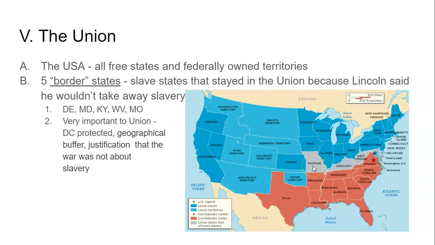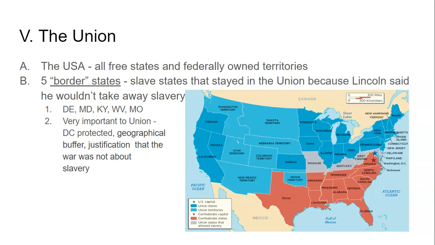These are special because they stay in the Union, they don't secede, but they have slavery in those states. And they stay because Lincoln keeps saying, I'm not trying to end slavery, I'm just trying to keep the country together. So he's reassuring those border states that he won't take away their slavery. Those states are Delaware, Maryland, Kentucky, West Virginia, and Missouri.